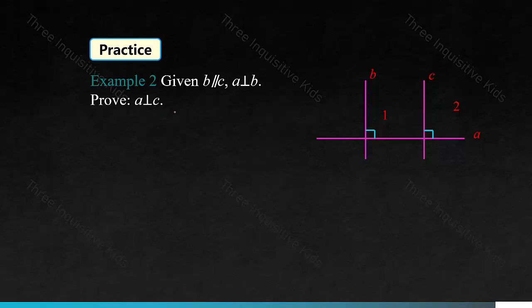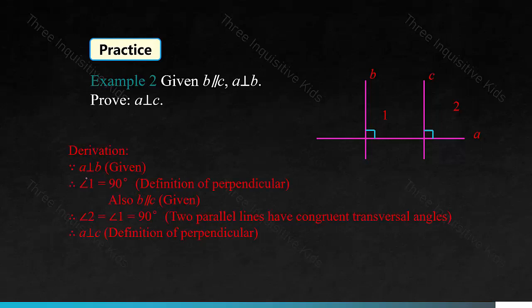Prove A is perpendicular to C. Pause the video and see if you can write out a mathematical derivation. So we know that A is perpendicular to B. That's given. Therefore, angle 1 is 90 degrees. That's the definition of being perpendicular. And also, B is parallel to C, and that's given. So therefore, angle 2 equals angle 1, which equals 90 degrees, because two parallel lines have congruent transversal angles. Therefore, A is perpendicular to C, because that's the definition of what perpendicular is, it means 90 degrees.